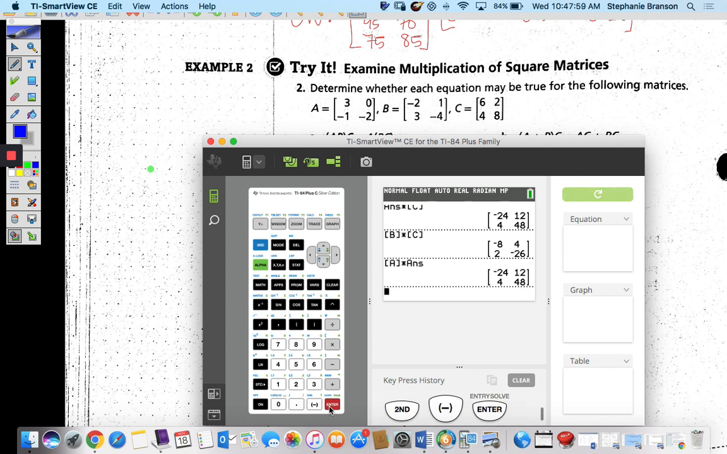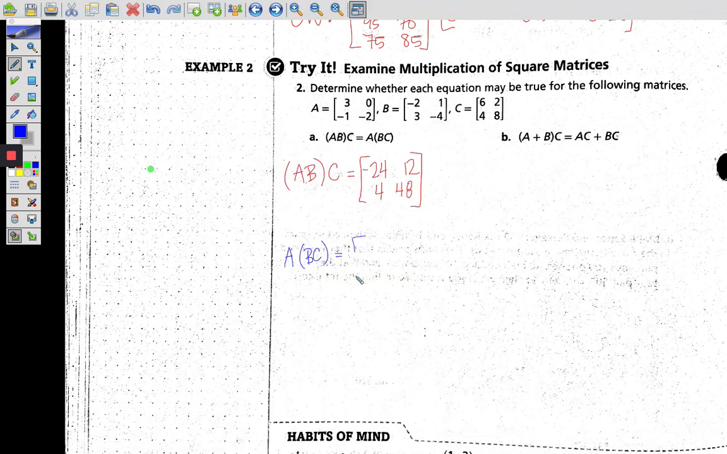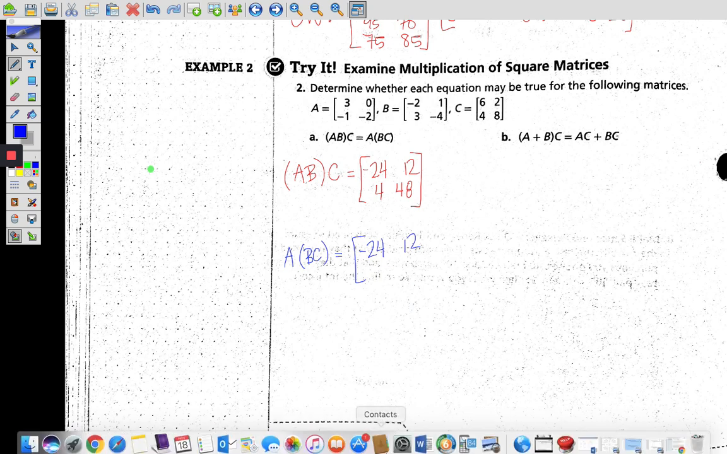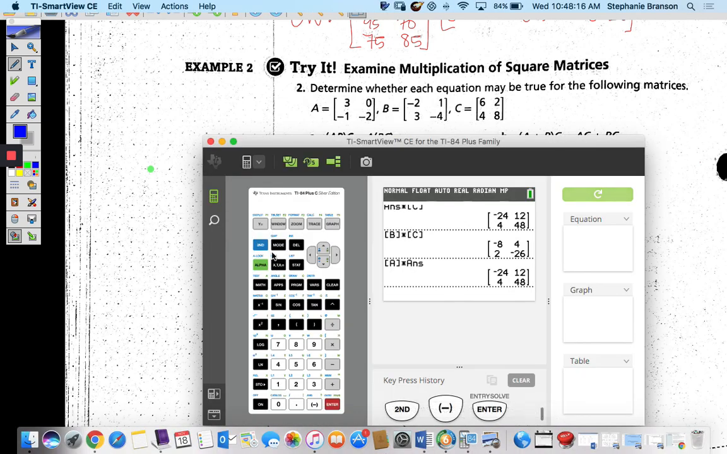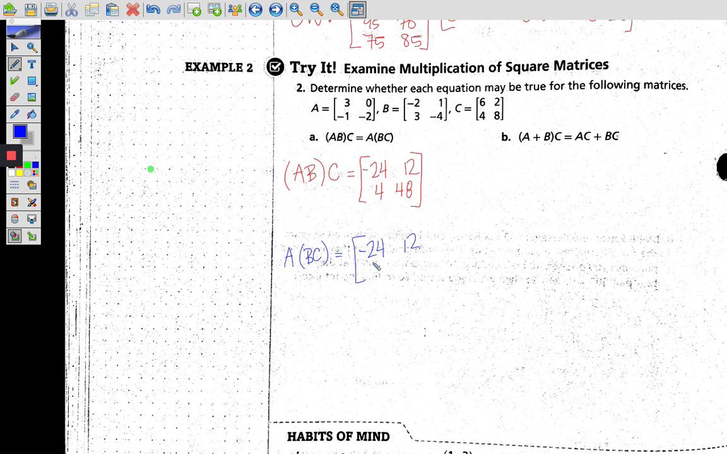So basically they wanted to determine, was A times B times C equivalent to A times BC? Did we get the same matrix? How do I put what, A and S? You hit the blue button and then the negative symbol. So you should have got the same matrix for both of them. So what I just wrote is yes, it was true.